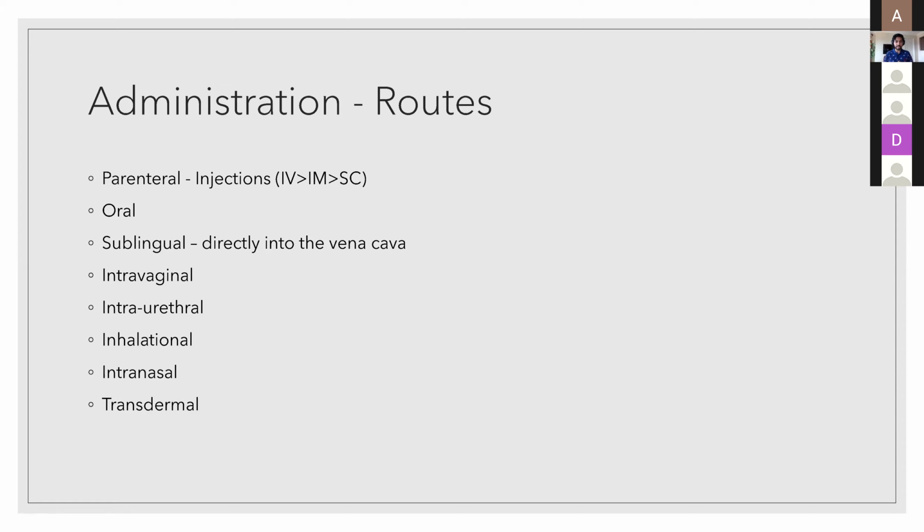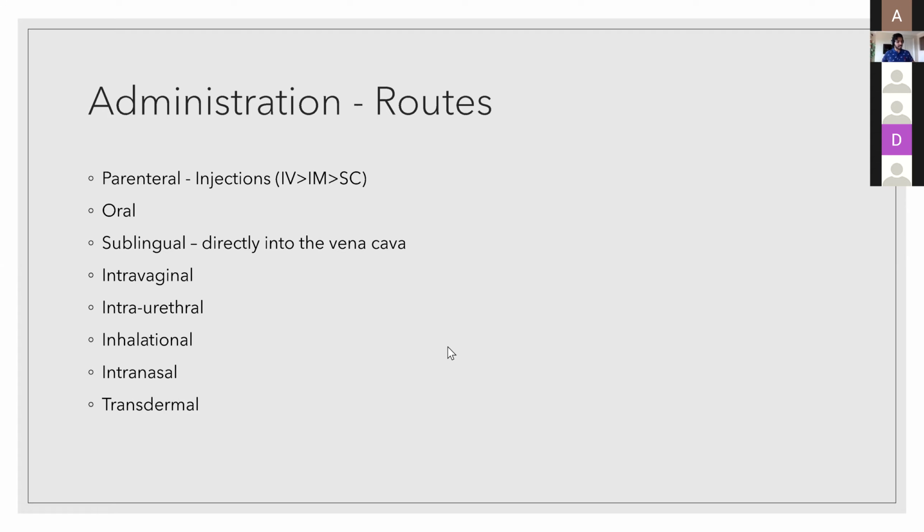Intravaginal, we also have intraurethral. So the urethra is a tube that starts at the bladder. Inhalational, breathing it in. Intranasal, also breathing it in through the nose. Inhalational is through the mouth. And we also have transdermal, which is essentially anything topical on the skin, like creams and ointments.